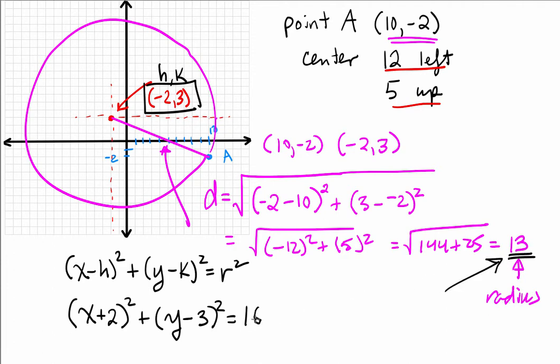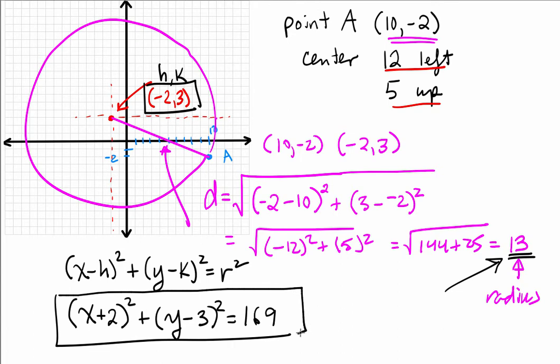Squaring that, 169. So (x plus 2) quantity squared plus (y minus 3) quantity squared equals 169 is the equation that describes this circle.